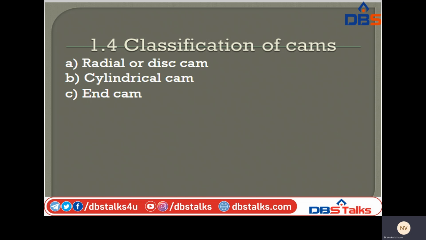So, what are some types of cams? To move these followers, what are the types of cams that we are discussing now? Here we have three varieties of cams. In that, two types are very important and mostly used in realistic applications also. The first one is radial cams, second cylindrical cam, third one end cam. Then we will see them one by one.